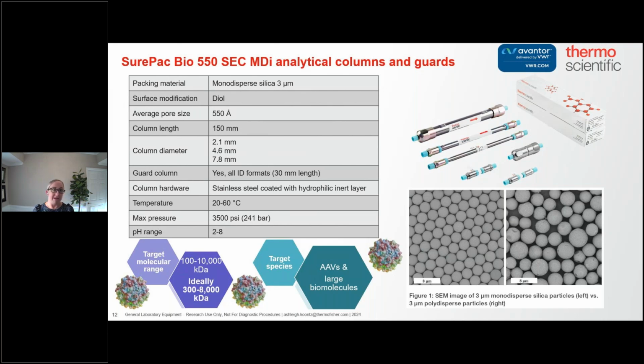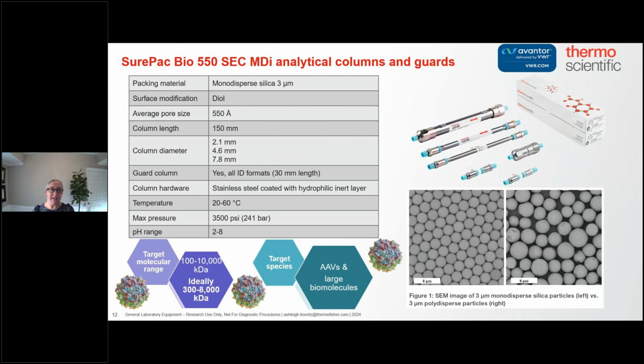We have a diol modification on the surface of that silica because, unlike other separation modes, you do not want any interaction between the surface of the silica and your analyte, because we want to only separate these analytes based on their size in solution and not by any other retention mechanisms that you see, like a reverse phase C18. And so not only is the column hardware hydrophilic and inert, but we also have a modification on the silica to get that high purity silica and inert as well.